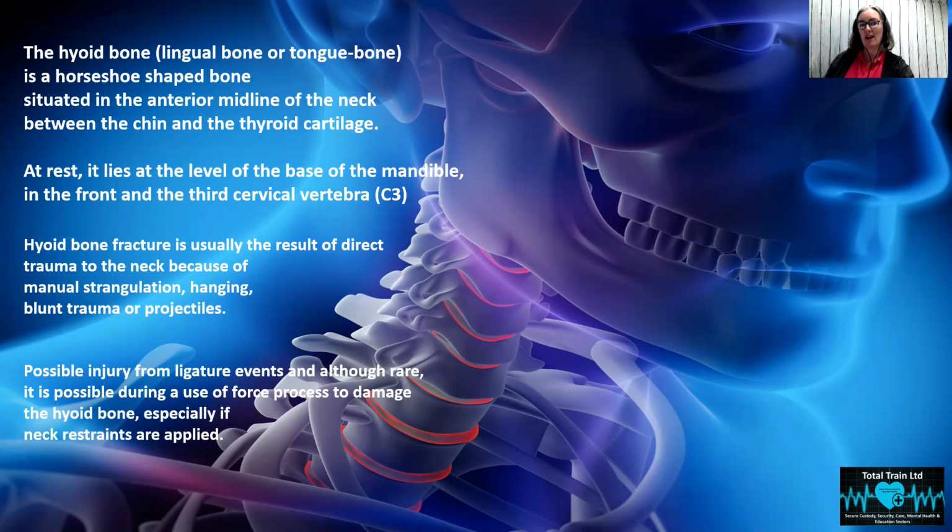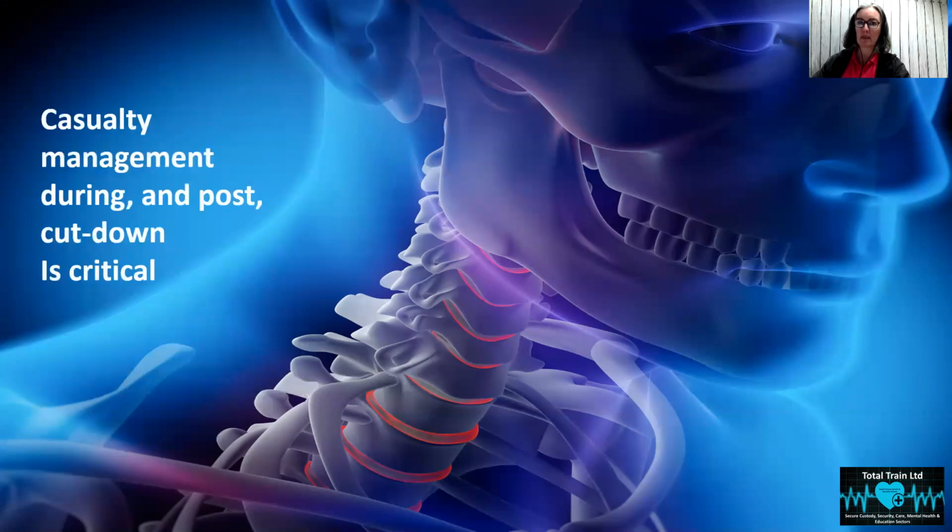And although rarer, it's possible during a use of force process to damage this bone, especially if neck restraints are applied. Now, casualty management during and post cut down is critical, which is why we're going to go on to the videos in relation to how to cut the person down, how to manage them to the floor, and then how to manage them when they're actually on the floor.